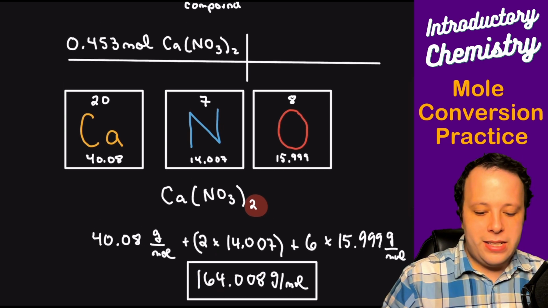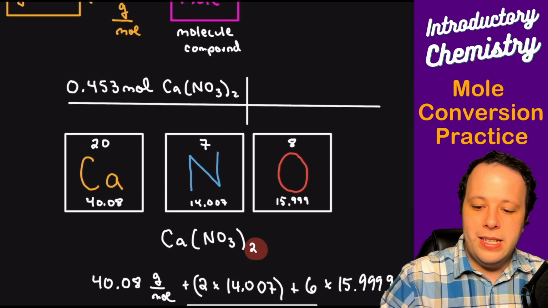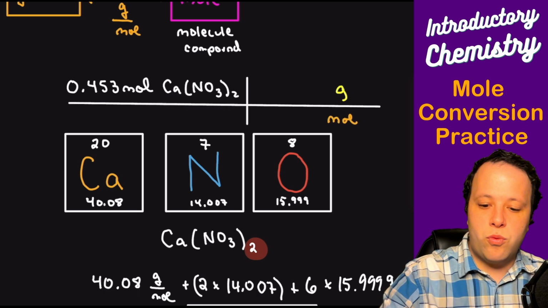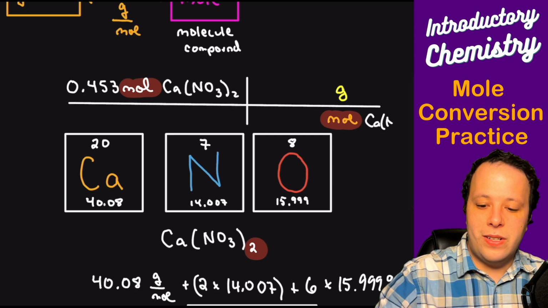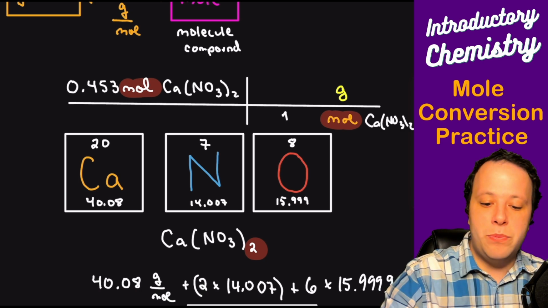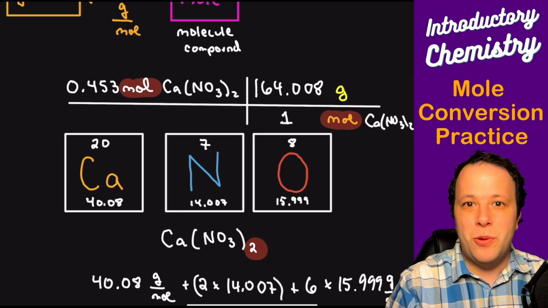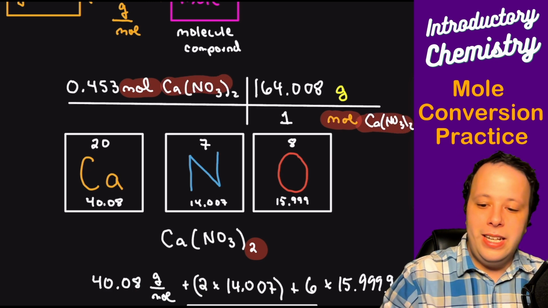Now, where exactly do I plug this in? How do I let the units guide my process? Well, since we need to cancel our units, we would need to have moles on the bottom and grams on top. Moles here is going to cancel moles of calcium nitrate. So these are all going to cancel. Now, since this is molar mass, that's essentially our value 164.008 all over 1 mole. Those terms all cancel, leaving us with calcium nitrate in grams.